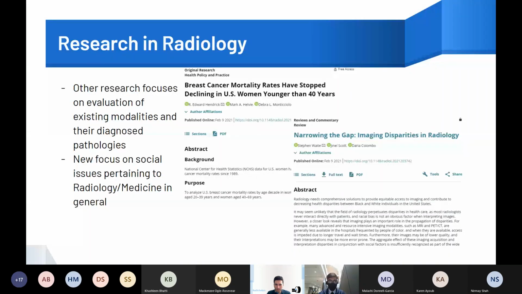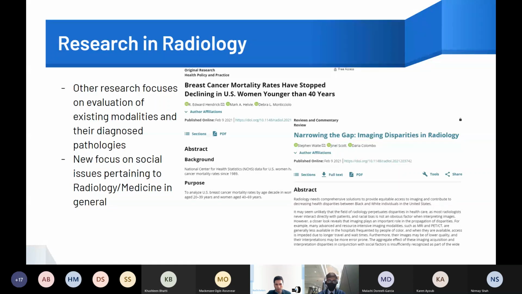Quite recently, other research focuses have also emerged, and this research focuses on an evaluation of the existing modalities and their diagnosed pathologies. So this is the one here, which is breast cancer mortality rates have stopped declining in US women younger than 40 years. A very recent study published this year, February 9th. But essentially, this type of research looks at the pathologies and the diagnoses that can be made with existing modalities of radiology and how those progress over time. So this is studies that you might come across as well when you do your research in radiology.